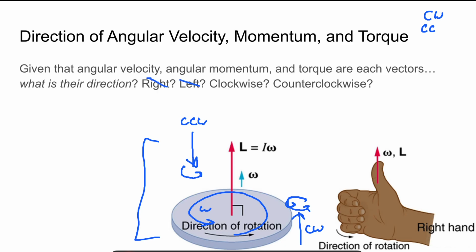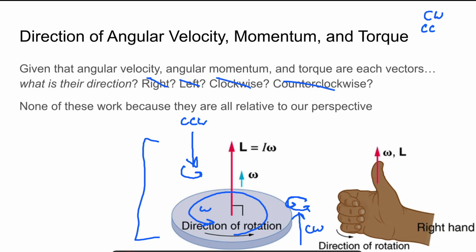So that means that our right and our left aren't terribly useful. Actually, our clockwise and counterclockwise aren't super useful because it depends on which side of the spinning system we're looking at. So the issue here is that all of these are kind of useless to us because they're all relative to our perspective. They're not good absolute descriptions of the direction of our angular velocity, our momentum, or our torque, all of which, as we know, are vectors. And so they do have both magnitude and direction.